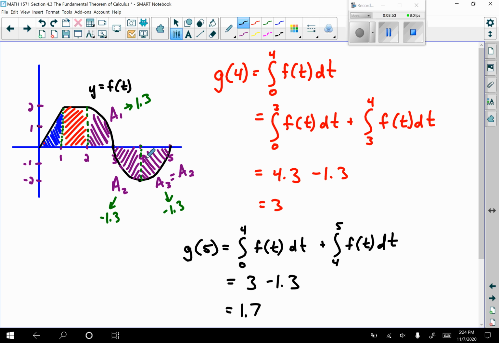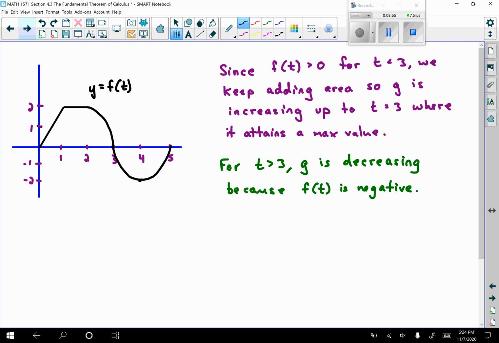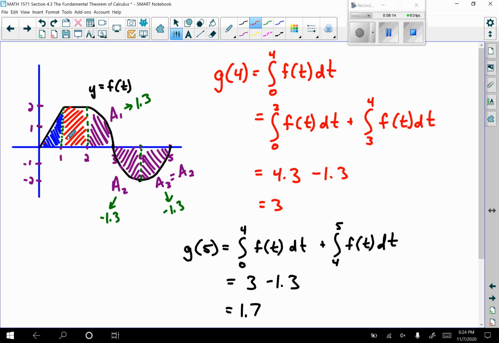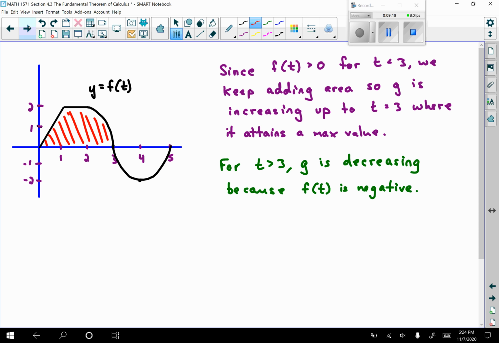So exactly what I was just referring to here, talking about area. Since f of t is above the x-axis, it's greater than 0 for all values t less than 3. So everywhere here, this area would turn out to be a positive number. We keep adding area. We added the blue, the red, and the purple. We added all of those together. So g is increasing up to t equals 3, where it attains a max value.